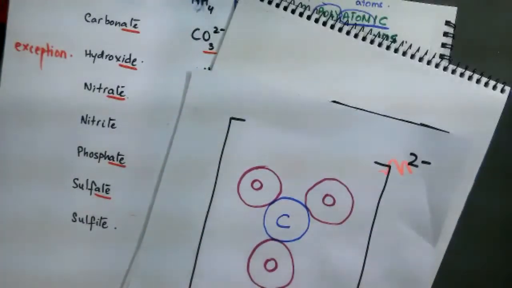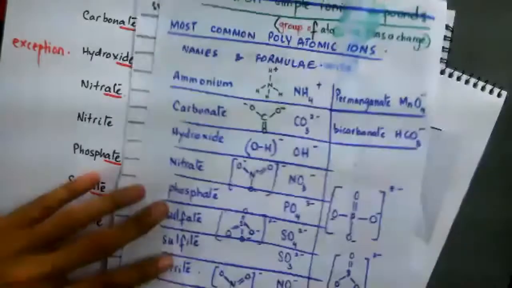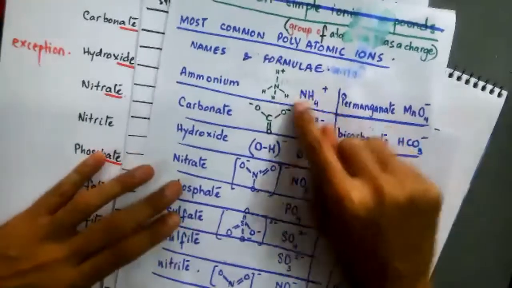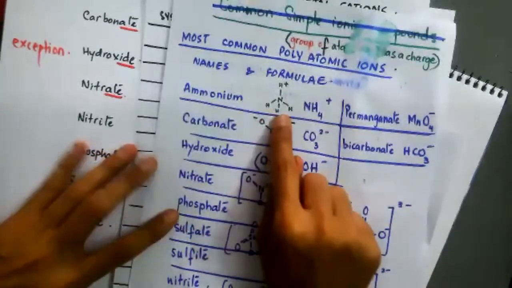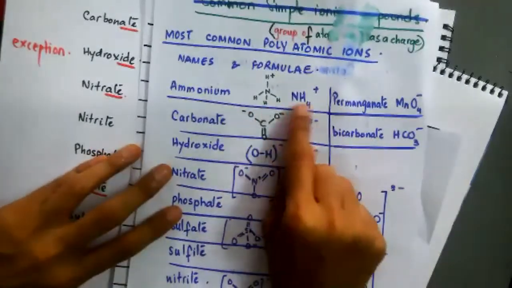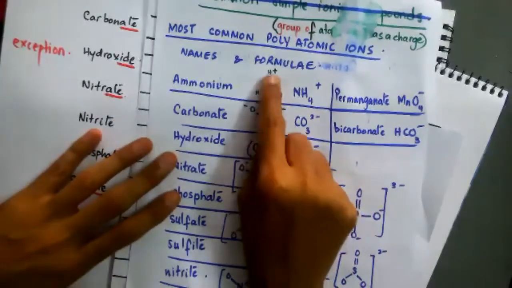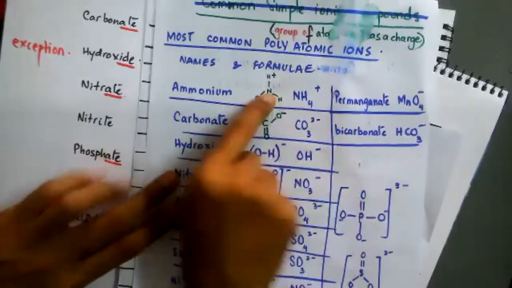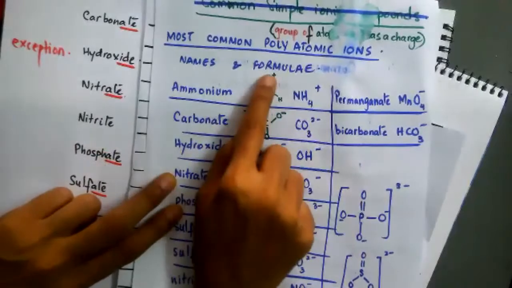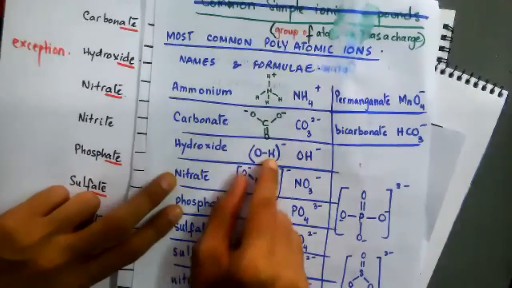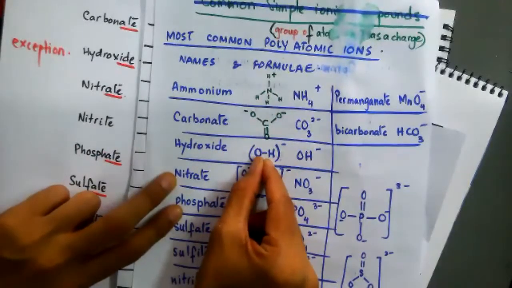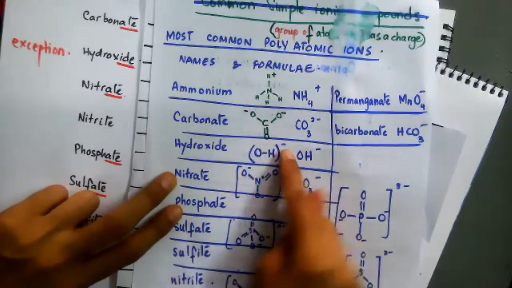Did I make ammonium? Yes. I made these structures for all of these ions. Ammonium looks something like this. You can search and find their molecular structures, the structural formulae. Ammonium is like this. You can see the central nitrogen atom with the four hydrogen atoms bonded to it. Hydroxide, they couple together, and they have a net negative charge.